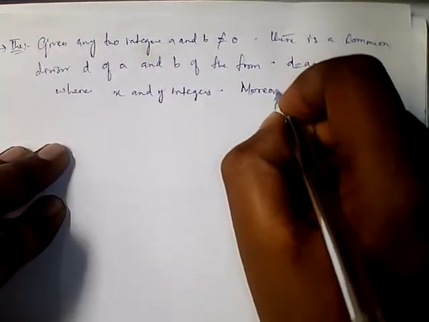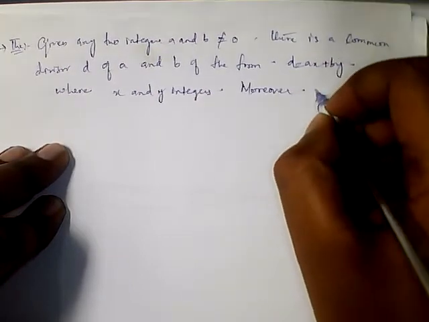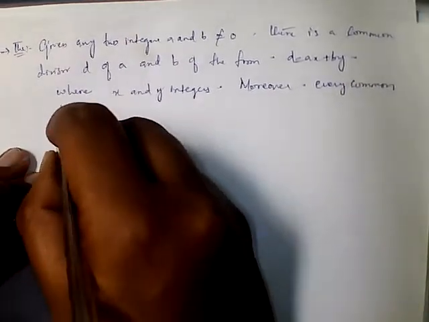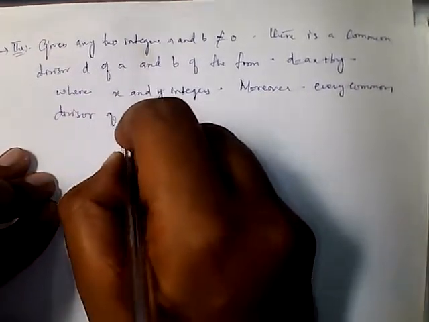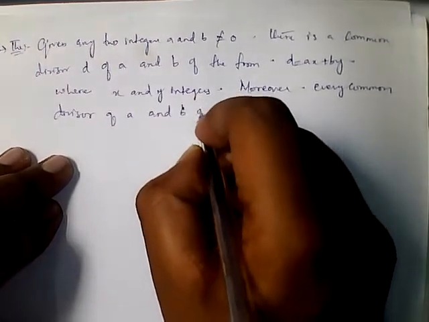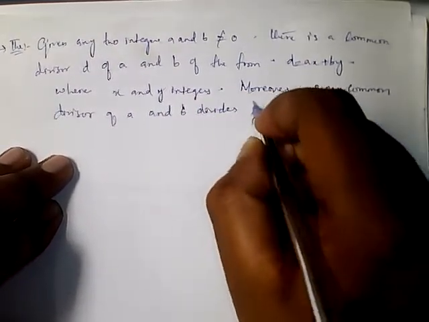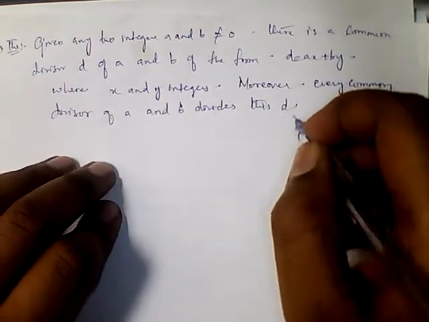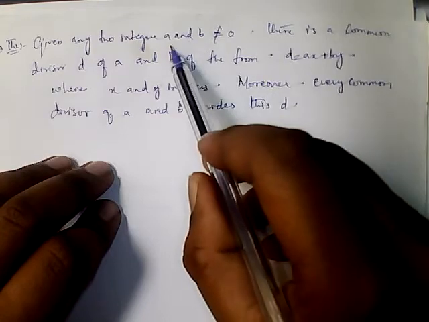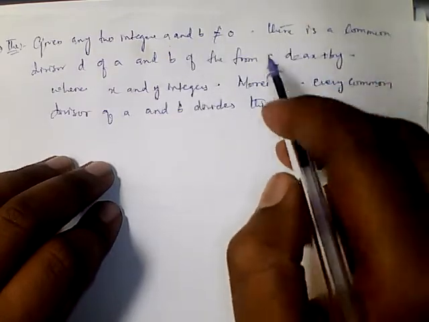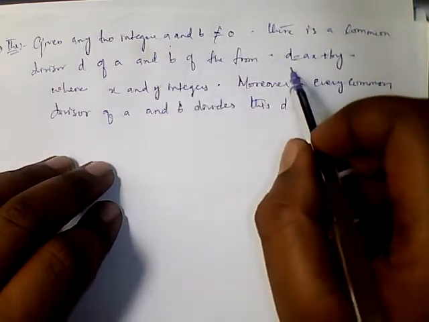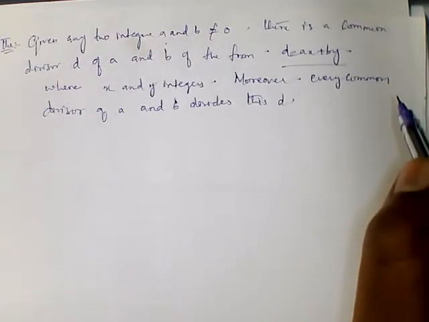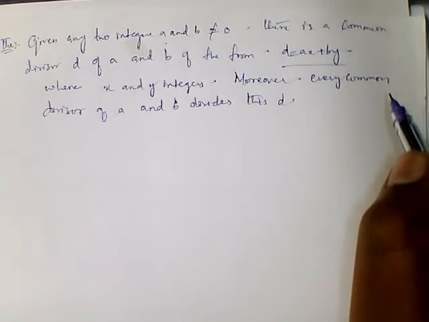Moreover, every common divisor of a and b divides this d. So that implies we can say that d is the GCD of these two integers a and b. And that's what we have seen, that this is a linear form for a and b. Alright, now we can prove this.